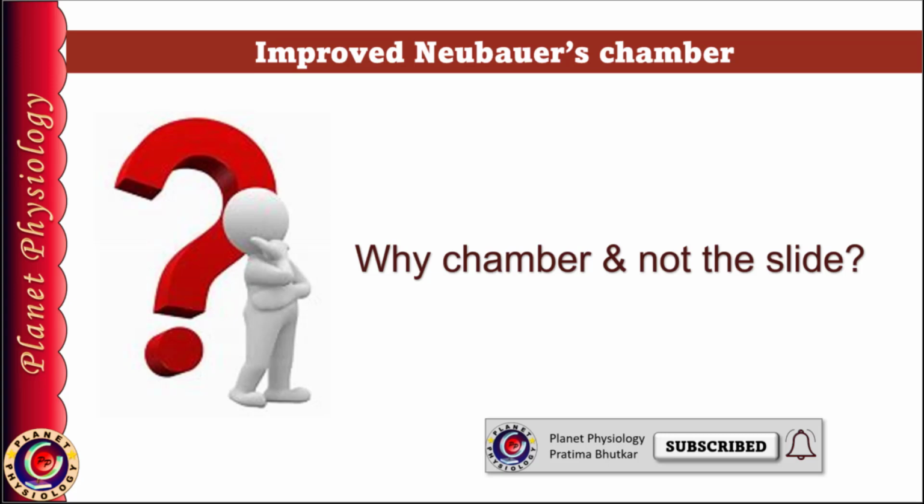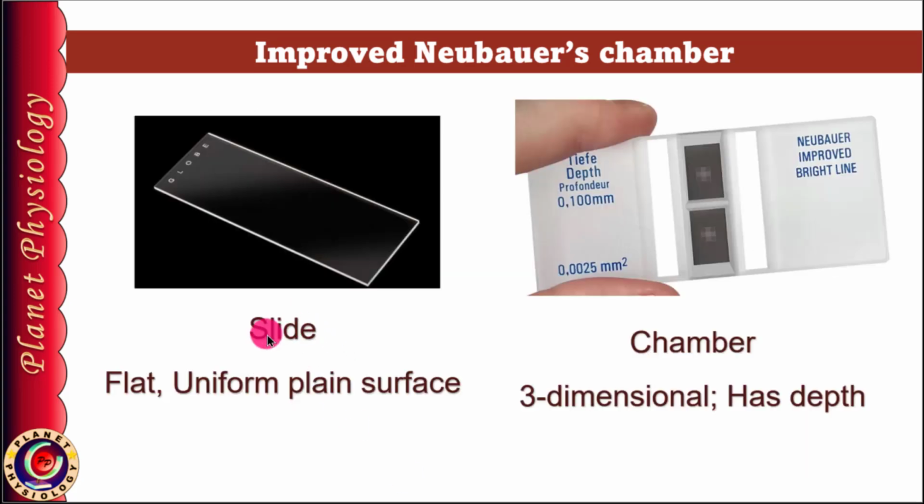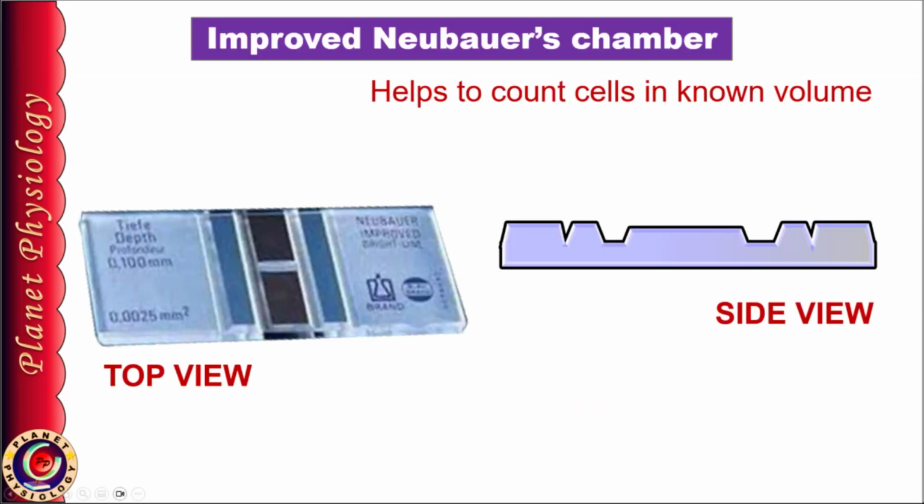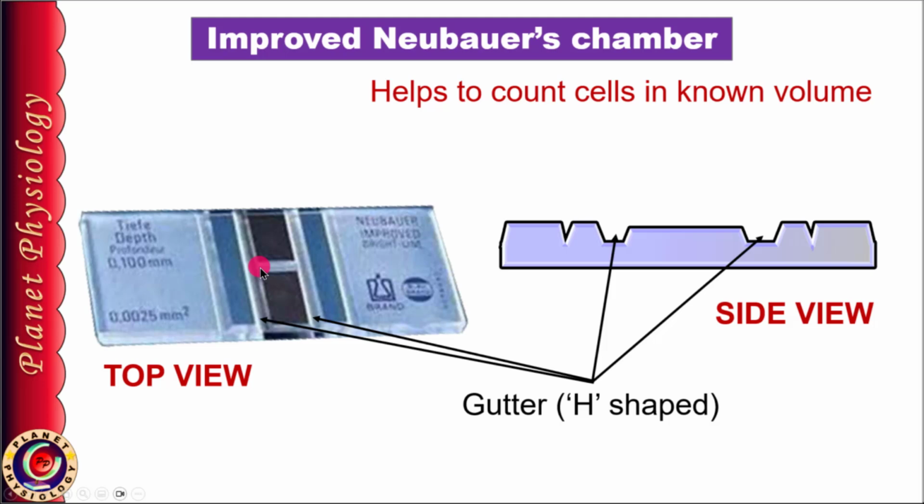That's right. Unlike a regular slide, which is flat and plain, Newbauer chamber has depth. When a cover slip is placed on it, it forms a three-dimensional structure, making it more than just a simple slide, and hence it's called as chamber. Okay, now let's study it in detail. The first feature you shall notice is H-shaped groove that separates the central part of the chamber from the rest of the slide. These grooves are gutters and drain any excess of the fluid from the chamber.